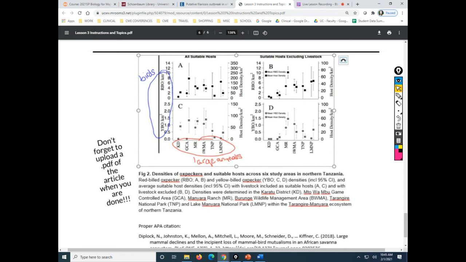At the bottom here, it's a whole bunch of parks that are turning in the densities of their big mammals, rhinoceroses, hippopotami, whatever. So these are where my large animals are. So in this graph, I have relationships of birds to large animals.